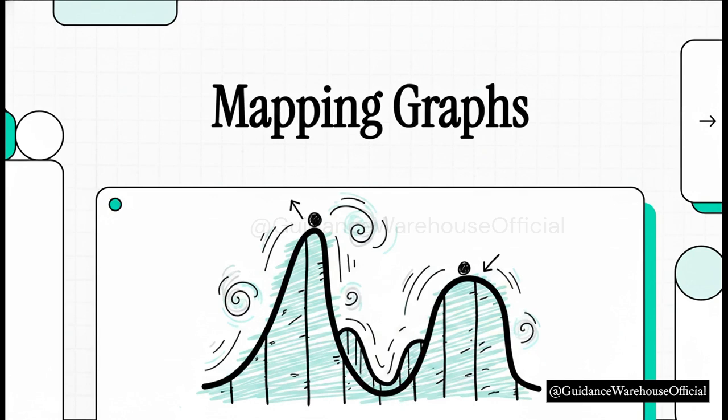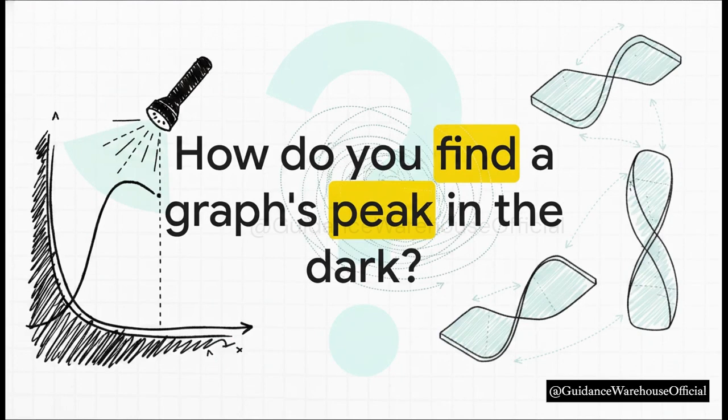Or how do you know the exact millisecond you've hit the bottom of a valley and are about to shoot straight back up? Well, let's dive right into this puzzle. Today, we're taking those abstract algebraic curves that normally just sit flat on a page and we're treating derivatives like a powerful flashlight to map out their exact shapes in the dark.